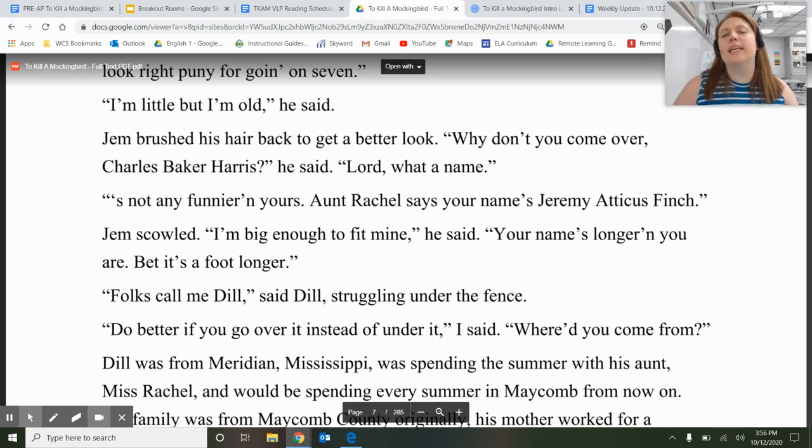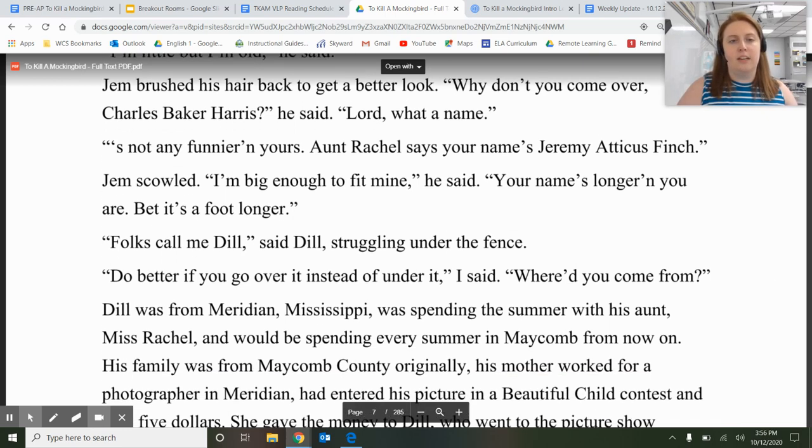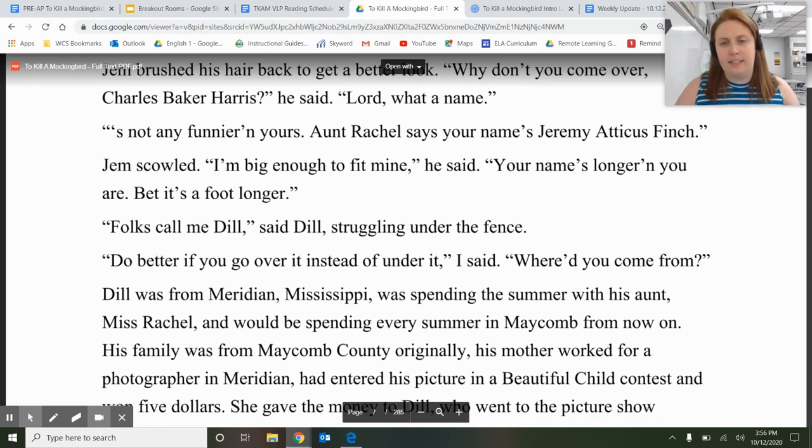Jim brushed his hair back to get a better look. "Why don't you come over, Charles Baker Harris?" he said. "Lord, what a name." "It's no funnier than yours. Aunt Rachel said your name's Jeremy Atticus Finch." Jim scowled. "I'm big enough to fit mine," he said. "Your name's longer than you are. I bet it's a foot longer." "Folks call me Dill," said Dill, struggling under the fence. "Do better if you go over it instead of under it," I said. "Where'd you come from?"